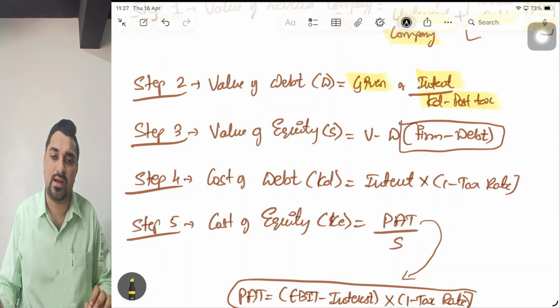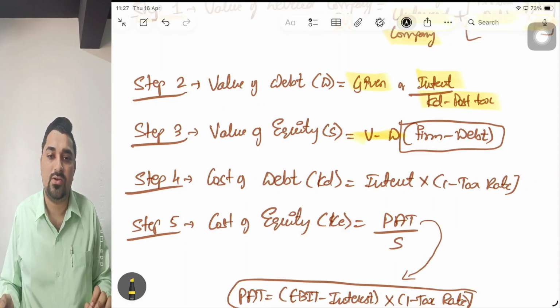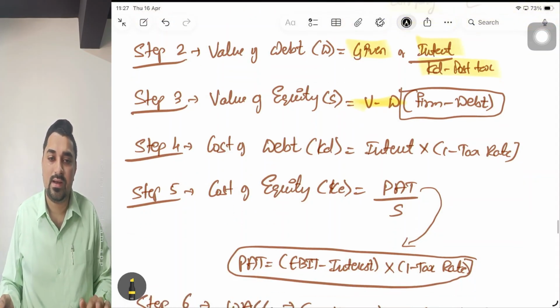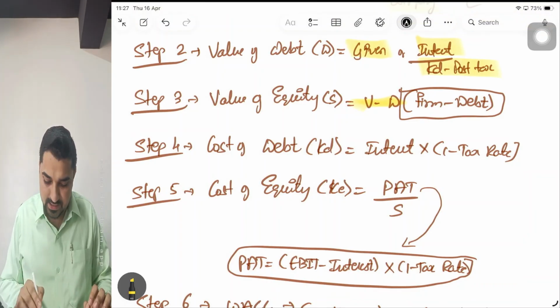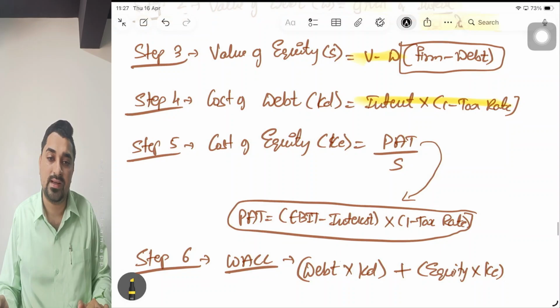Then value of equity. How do you calculate value of equity? Simple. Value of firm minus value of debt. Then cost of debt. How do you calculate KD? Interest into 1 minus tax rate. Post-tax KD. This is interest into 1 minus tax rate.